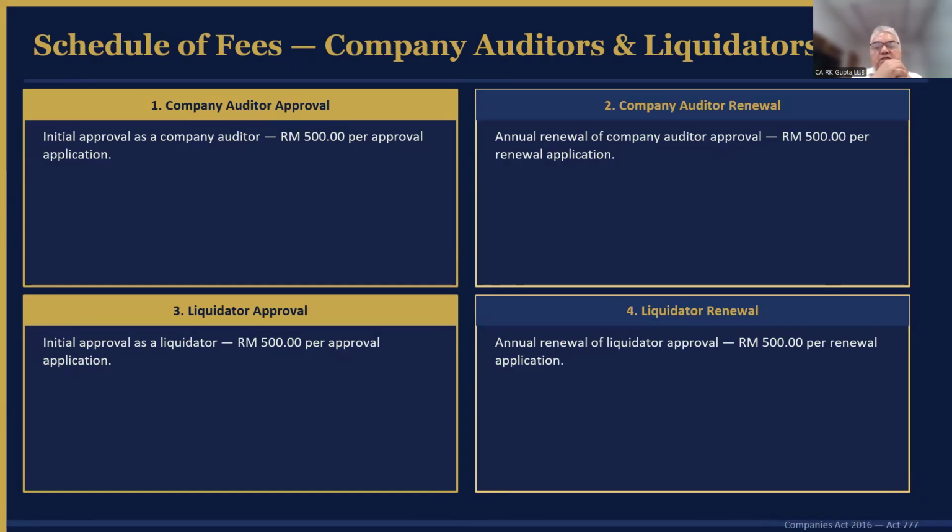Regarding the schedule of fees, company auditors and liquidators. Company auditor approval: initial approval as company auditor, 500 ringgit per approval application. Company auditor renewal: annual renewal of company auditor approval, 500 ringgit per renewal application. Liquidator approval: initial approval as liquidator, 500 ringgit per approval application. And liquidator renewal: annual renewal of liquidator approval, 500 ringgit per renewal application.